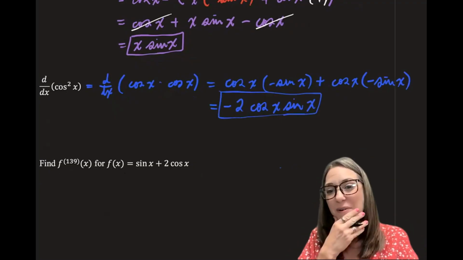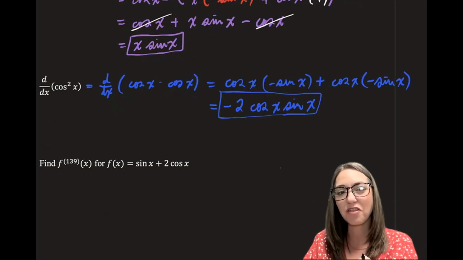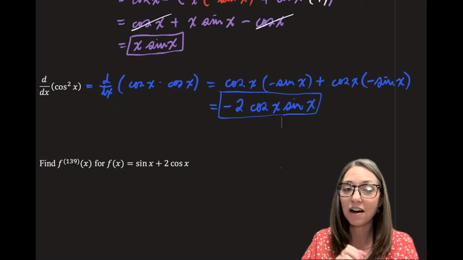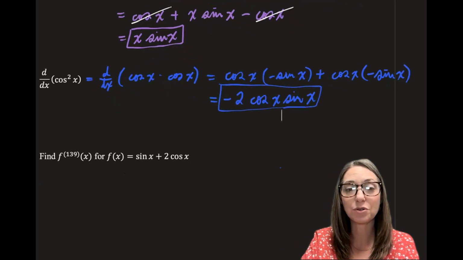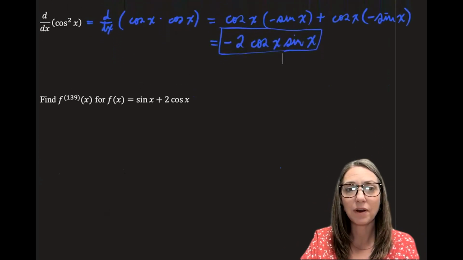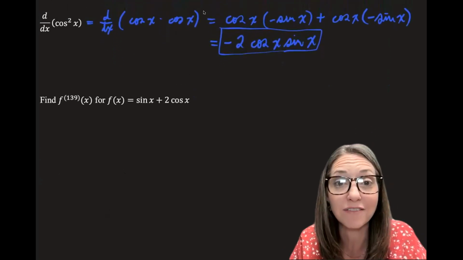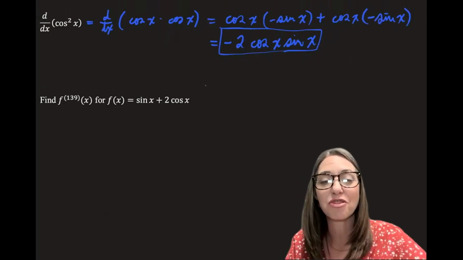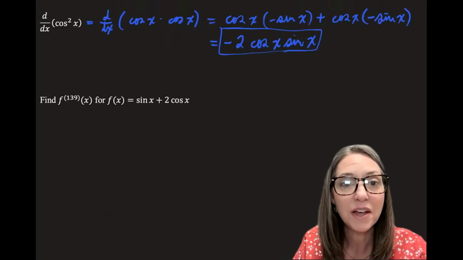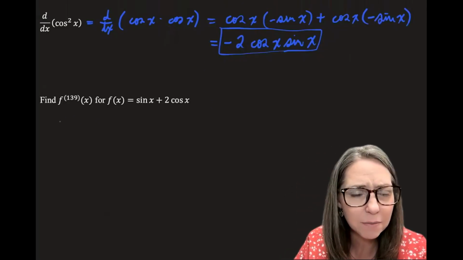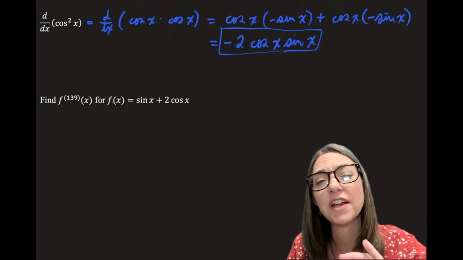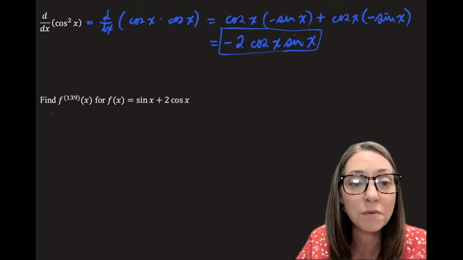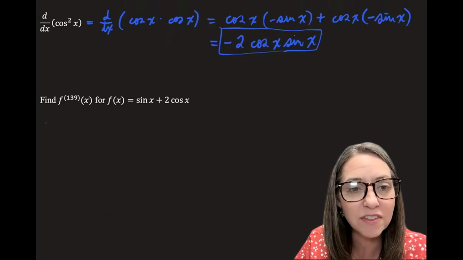All right, and now we're going to do a fun one. We're going to find the 139th derivative of f of x equals sine of x plus 2 times cosine of x. How are we going to do that? Well, we're going to find a pattern, obviously. We're not going to find 139 derivatives, okay? So let's see. Now the function itself you could think of as the 0th derivative if you want to. But I think what I'm going to do is call it the nth derivative.